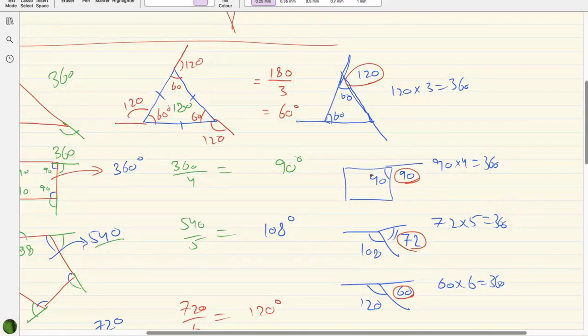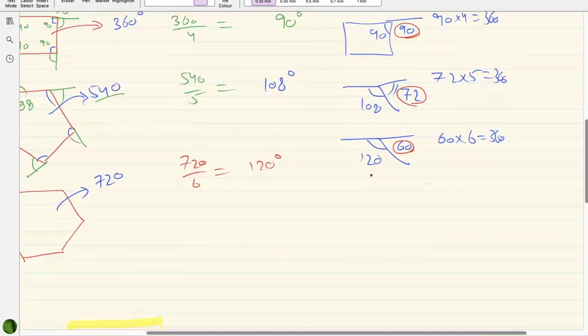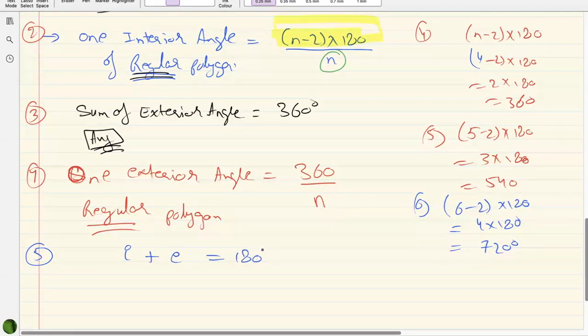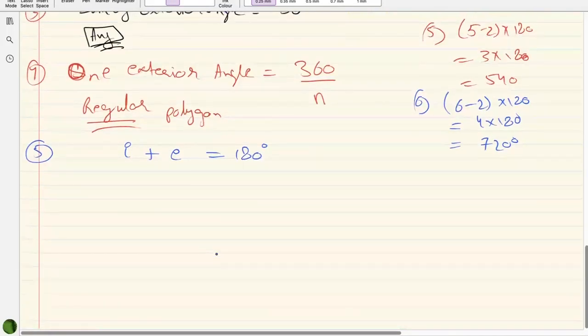So they are different, and the sum would be 360. And in case of regular polygon, we can write 360 by n. That is 360, the sum, divided by number of sides. Last formula to close all these is interior plus exterior. That would be 180 because it always makes a straight line. Clear? Yes.